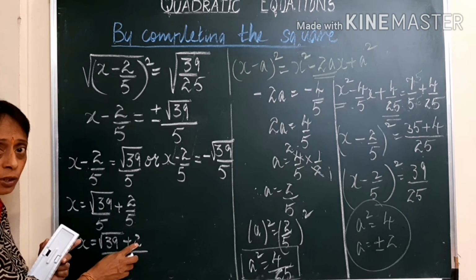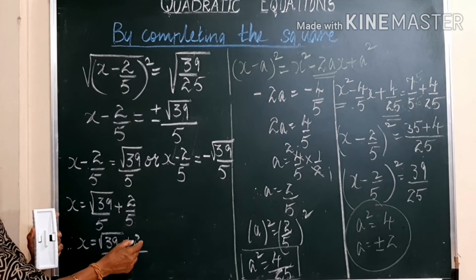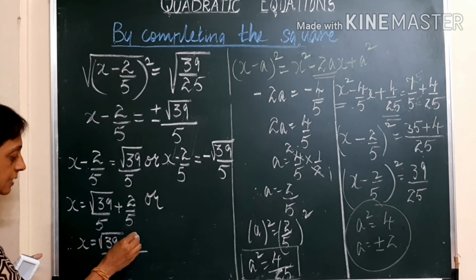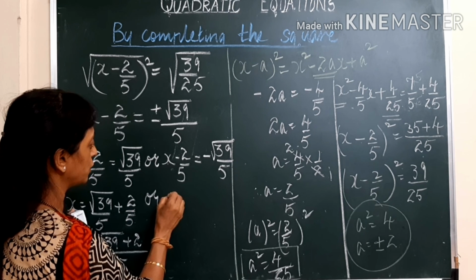Can you add these two numbers? Definitely not. This is an irrational number. This is a rational number. So you cannot add them. You leave this as the answer. On this, what do you work out? The steps to be done.